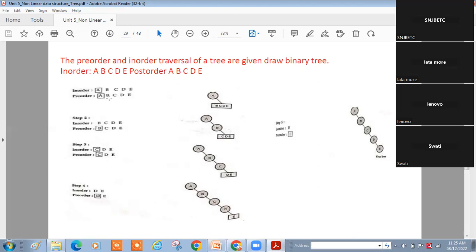So after A, B, C, D, E. All these are the values that are greater than A. So greater means on which side? On right hand side. So I kept all this on right hand side. So B, C, D, E on right hand.